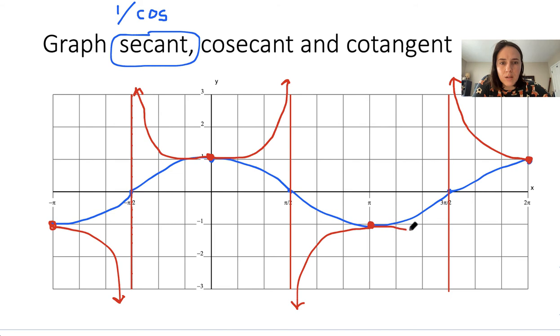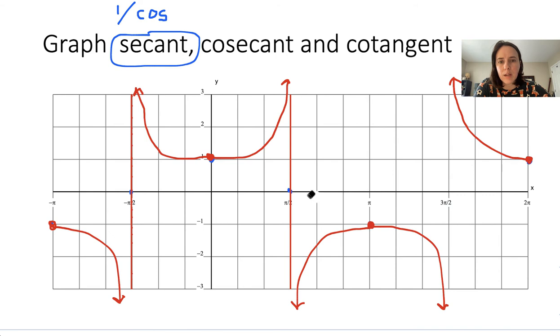So our secant graph looks a little bit like that. And if we go in and erase our cosine, and if we erase our vertical asymptotes that we used kind of as a stencil, that's what secant looks like. So it's got these fun little back and forth U-looking shapes going on.